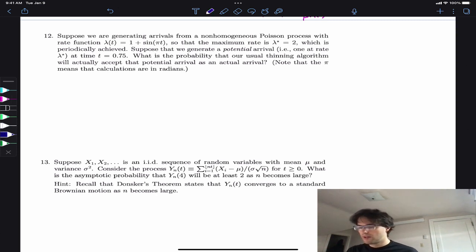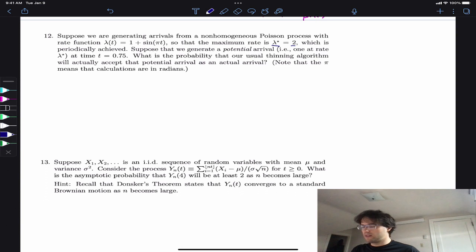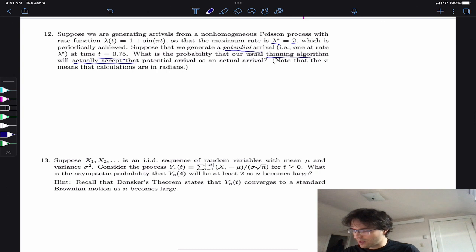Question 12. Suppose we are generating arrivals from a non-homogeneous Poisson process with rate function lambda of t equals 1 plus sine of pi t, so that the maximum rate is lambda star equal to 2, which is periodically achieved. Suppose that we generate a potential arrival at time t equals 0.75. What is the probability that our usual thinning algorithm will actually accept that potential arrival as an actual arrival? So in this case, this is using the acceptance rejection method.